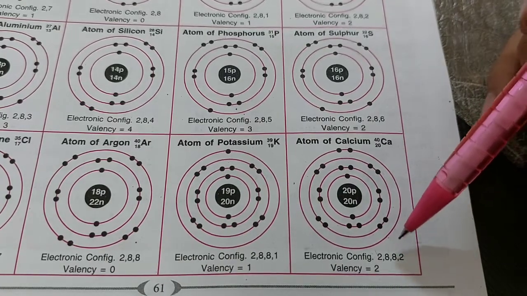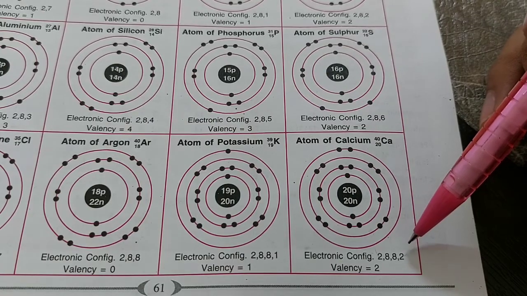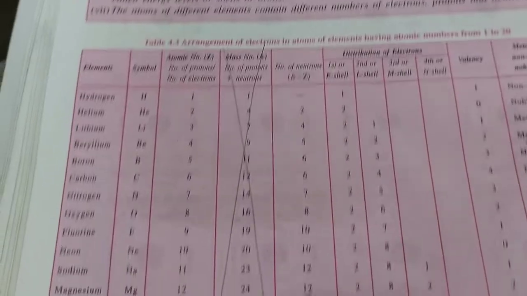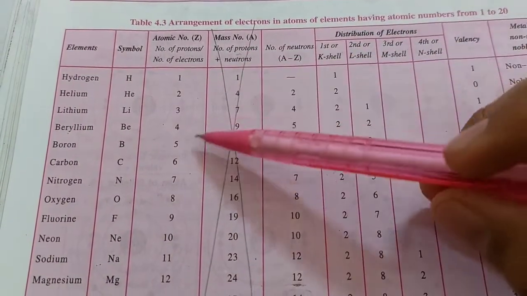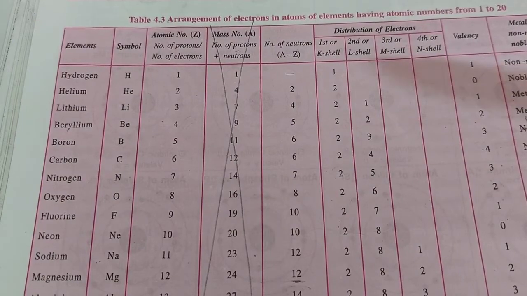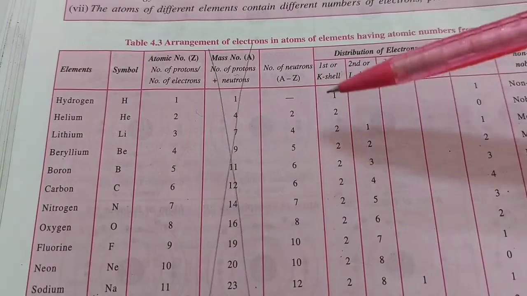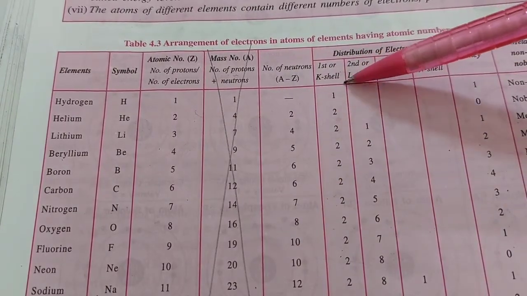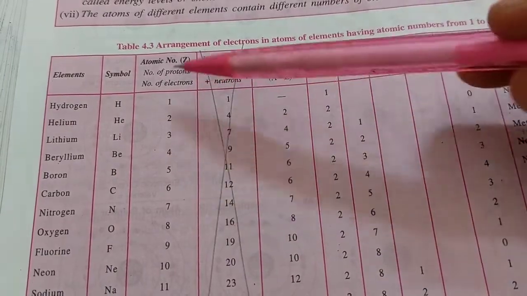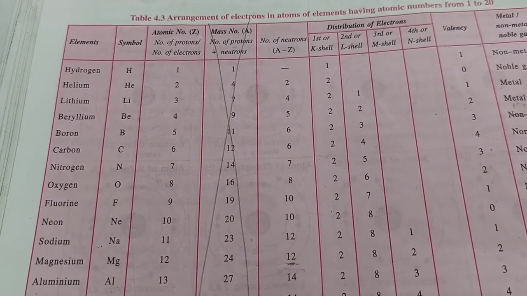So metals usually have 1, 2 and 3 valence electrons, whereas non-metals have 4, 5, 6, 7 valence electrons. This table has to be learnt, but not the mass number. If I know the atomic number, that is the same as the number of protons. And number of neutrons is nothing but mass number minus atomic number. The electronic configuration can be found out by knowing the atomic number. You should know the first 20 elements with the atomic number and their valency.